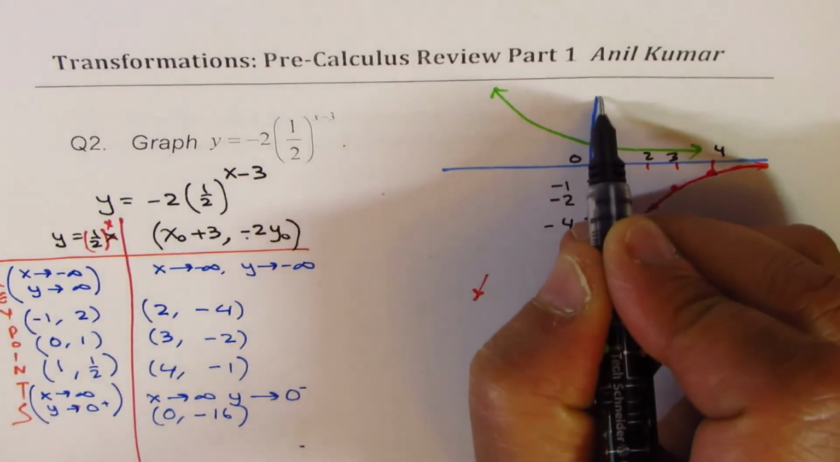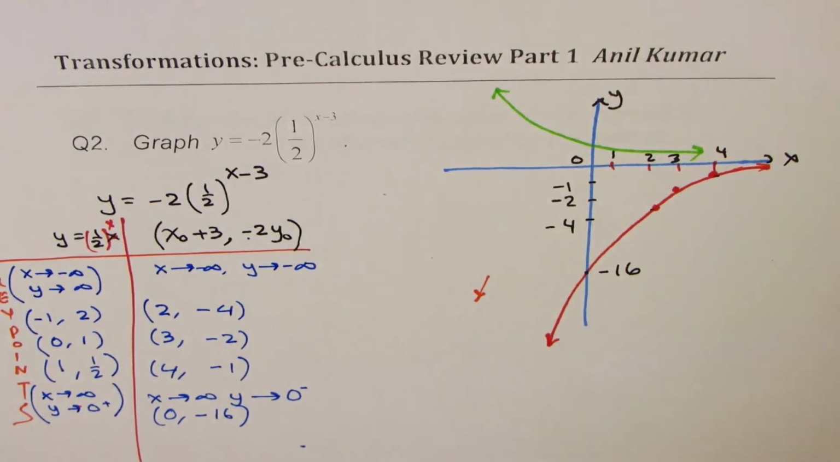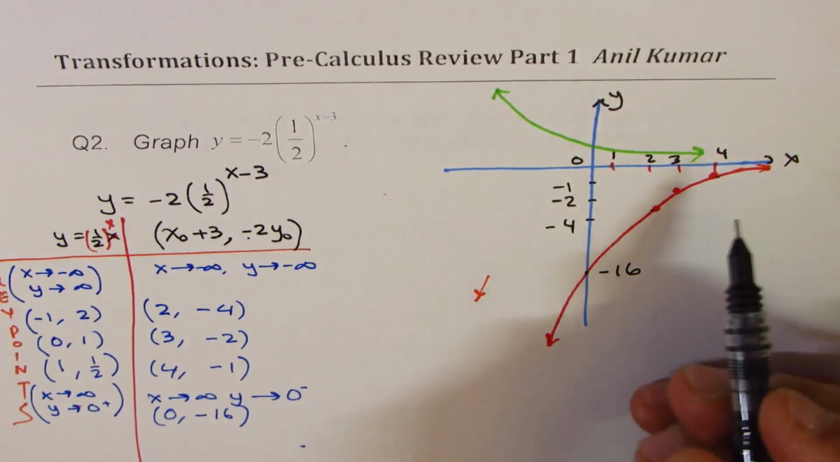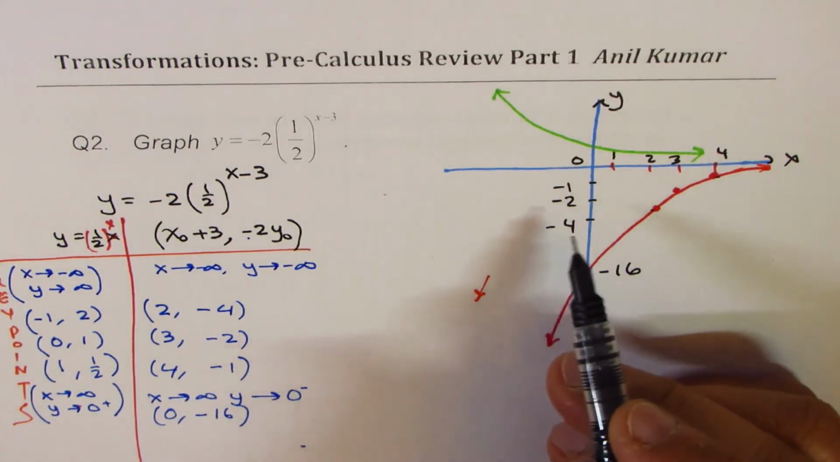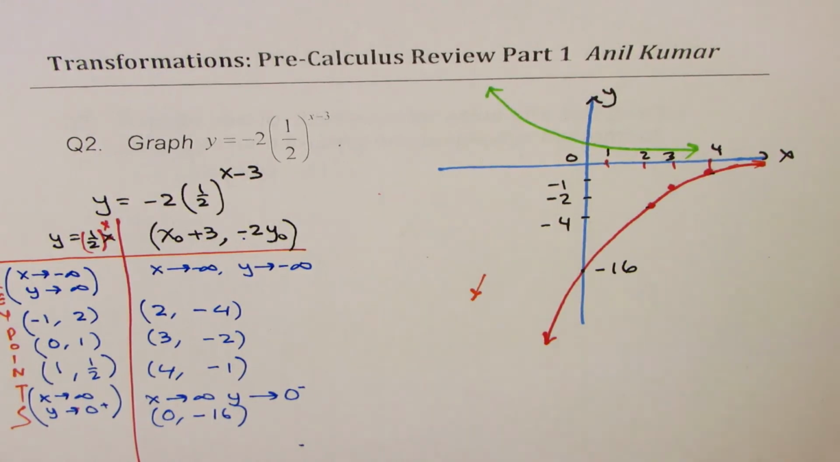Right? So that is how you could actually sketch the given function. I hope it makes sense. Now you can always write domain, range, and different characteristics for this function. That should help you to review it in more details.